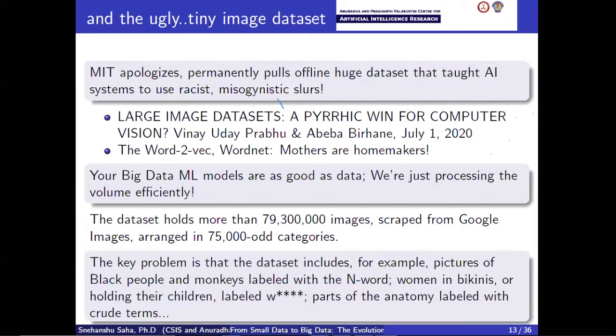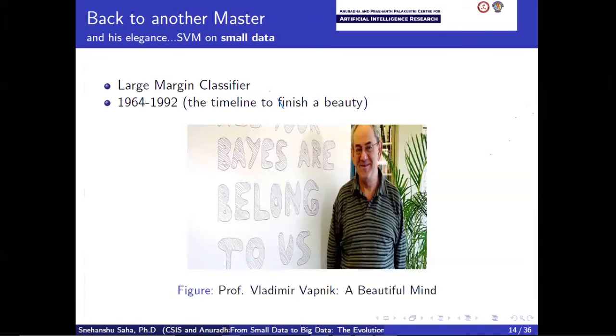So after all of this, what have your big data machine learning models done? We are just processing. I'm part of this as well. I'm part of the community which makes this mistake. We are processing only the volume efficiently. We are not bothered about the quality of our inferences. So this is where I wanted to focus.